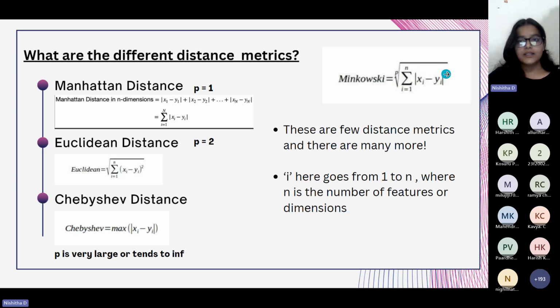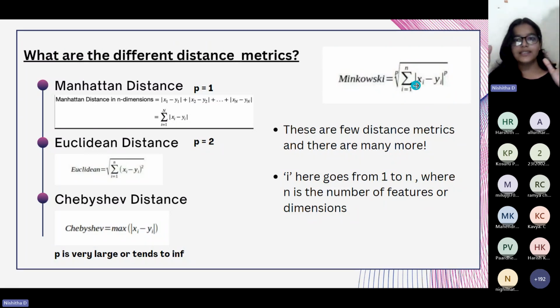That will be raised to the power p, and all the dimensions will be summed up, and that will be taken to the root over p. So you'll take the sum and raise it to the power 1 by p. That is the Minkowski distance. Now, depending on different values of p, you have different distances. So you will be familiar with the Minkowski distance now.